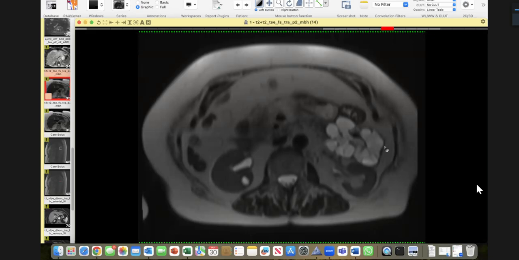So what we do is that other than the radiological features, we do cyst aspiration because in another context, at times a mucinous cannot be differentiated from a pseudocyst.